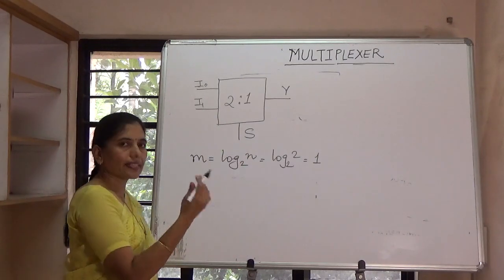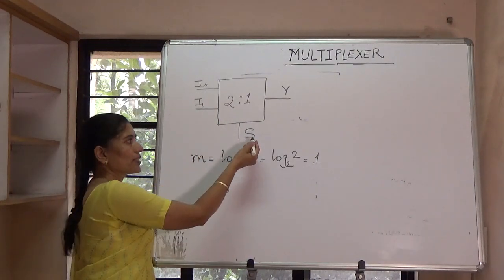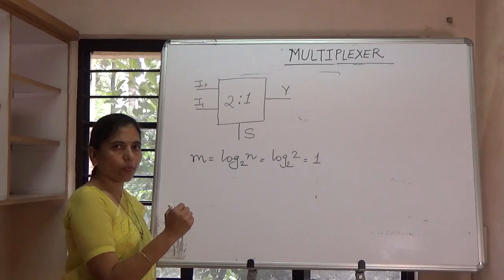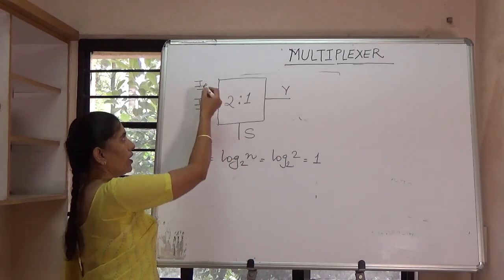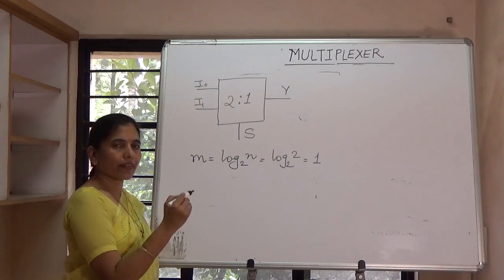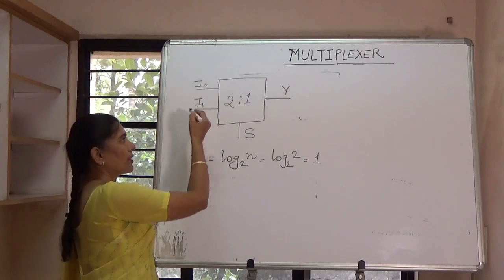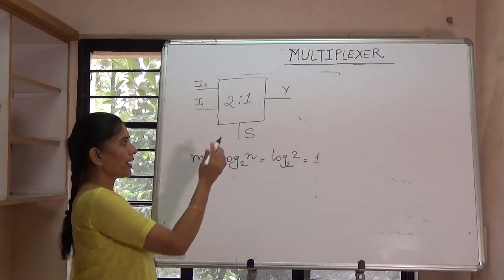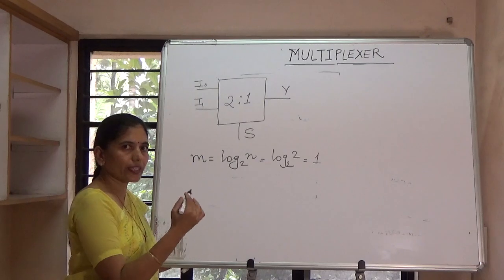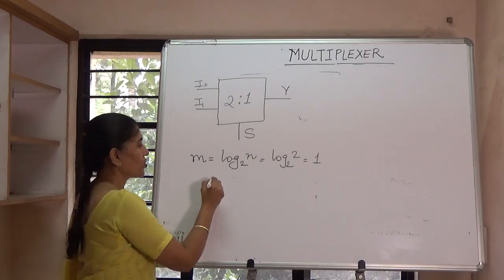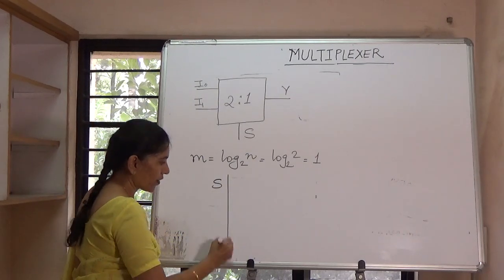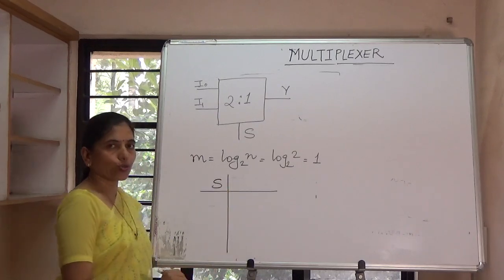Let's call this simply as S. Now, how does S suffice to select one of the lines? Because S can take two possible combinations. If S is 0, then we can select one of the lines. If S is 1, we can select the other line. So now let us fix which combination will select which line. For that, we'll write the truth table.